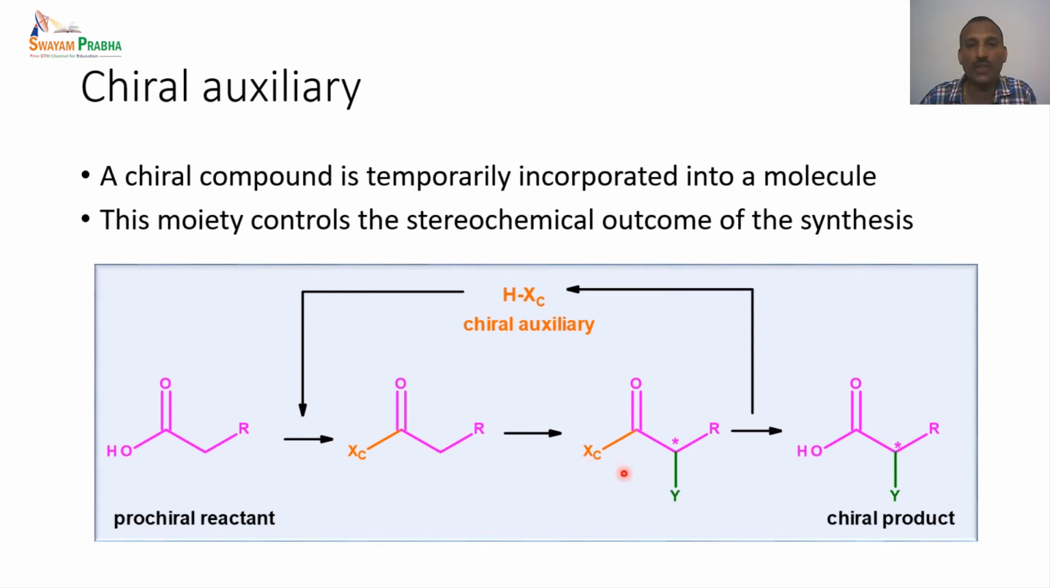It is not 100% efficient, but of course in many cases it is very good. And after the reaction is over, this chiral auxiliary is broken down and the original functional group is regenerated. So from a prochiral reactant, that is the starting material, we ended up with a chiral product. So here this is the center where the chirality was introduced. These kinds of things are possible using a chiral auxiliary. Let us look at some of the examples.